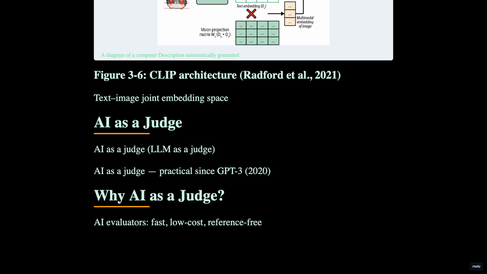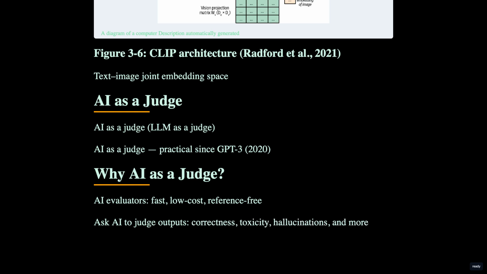AI judges can score outputs much faster and cheaper than human evaluators. Many operate without reference answers, which makes them practical for production settings where no reference data exists. You can ask AI models to evaluate outputs along many dimensions: correctness, repetitiveness, toxicity, wholesomeness, hallucinations, and so on. Models reflect aggregated human patterns, so with the right prompt and model you can get broadly useful, representative judgments, but you should not assume every judgment is correct.